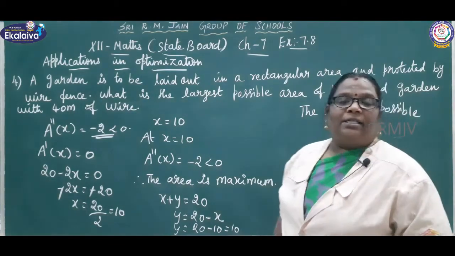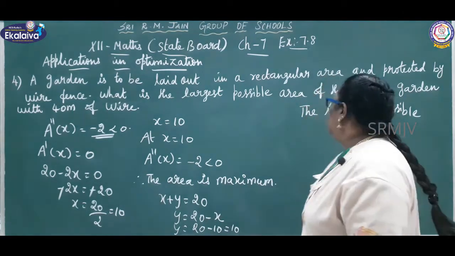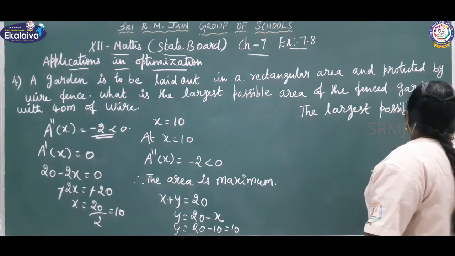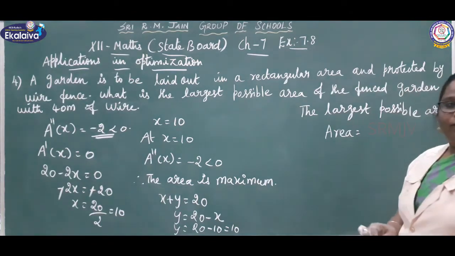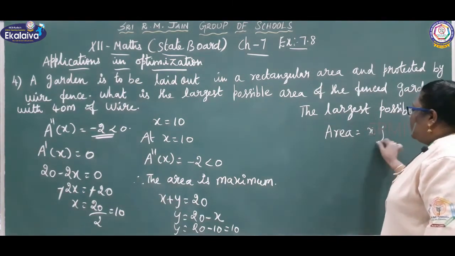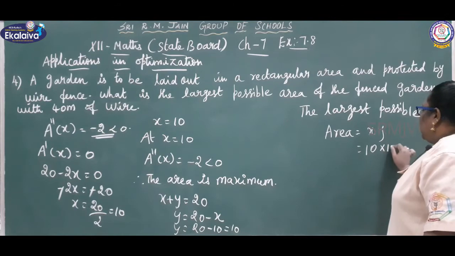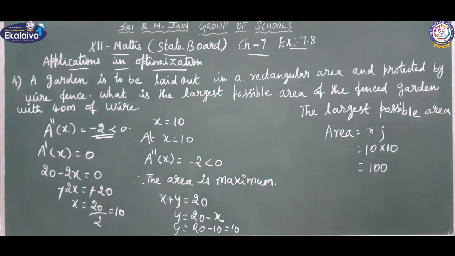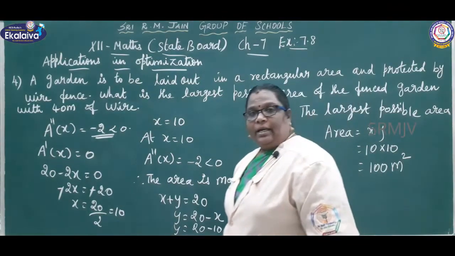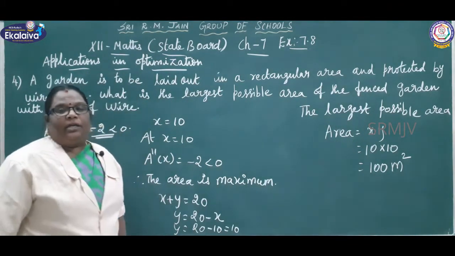The area is maximum, it is nothing but the largest. The largest possible area, what is the formula? Area of the rectangular field is xy. So 10 into 10 gives 100 meter square, because 40 meter is given. The largest possible area of the garden is 100 meter square.